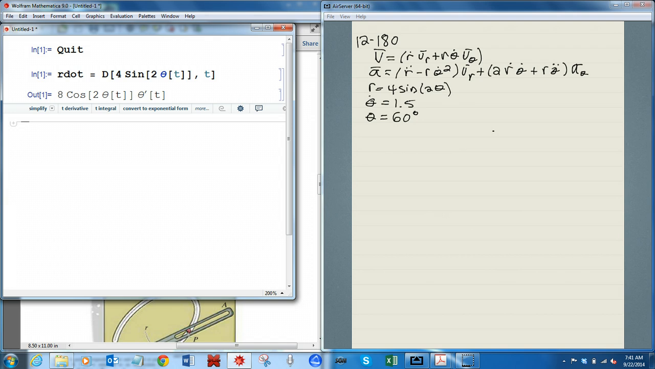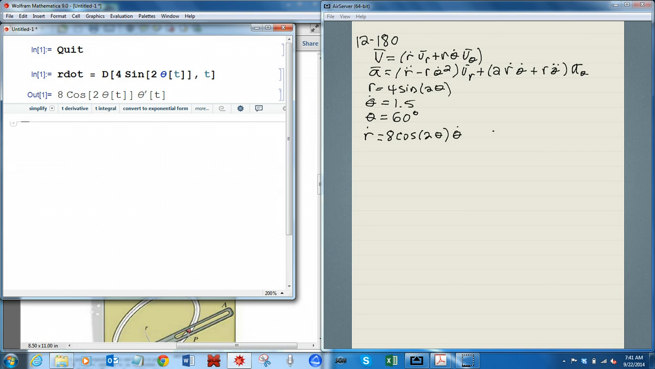So for example, let's see, it is r dot. Mathematica says r dot is equal to 8 cosine of 2 theta times theta dot. So what I'm going to do is, that's a product formula. You remember the product formula? The derivative of something times something is the derivative of the first term times the second term plus the first term times the derivative of the second.